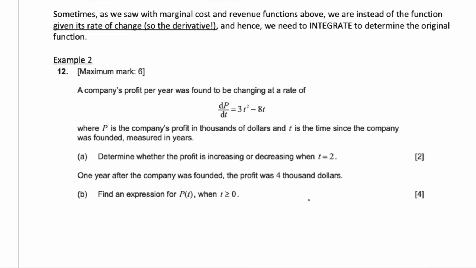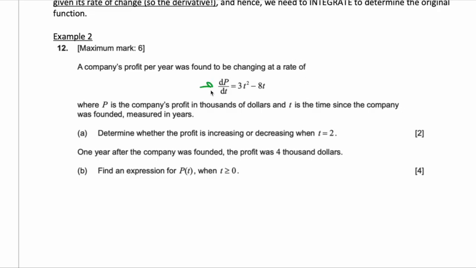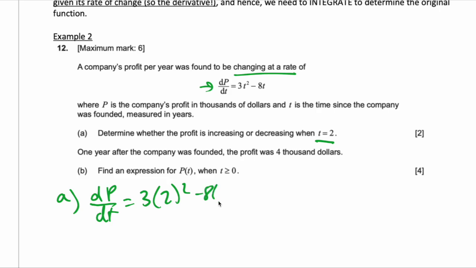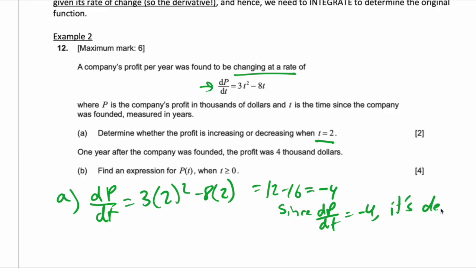The next question is also about profit, but they give you the derivative, which is a rate of change. The derivative is always a rate of change, so this is a rate of change of profit, not the actual profit. Determine whether the profit is increasing or decreasing when t equals 2. So we just sub in 2. 3 times 2 squared minus 8 times 2. That's the calculation we do, and this is 12 minus 16 equals negative 4. Okay, so since the rate of change of profit is negative 4, it's decreasing.